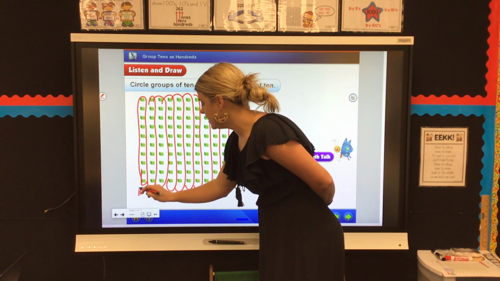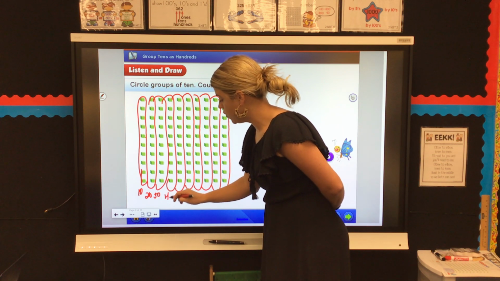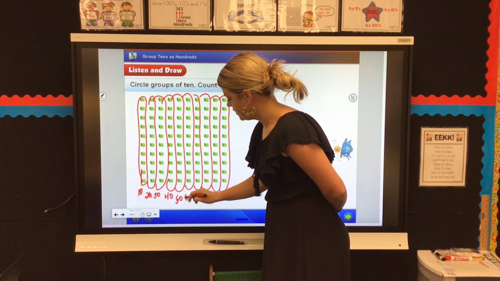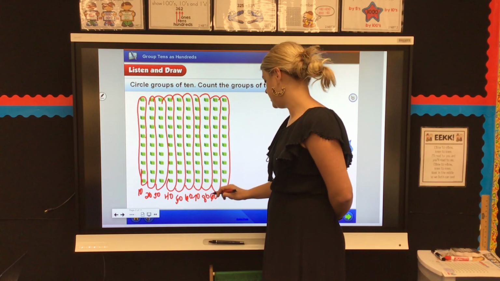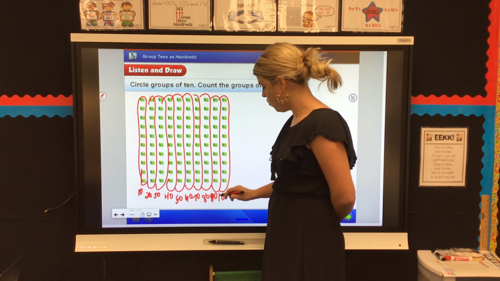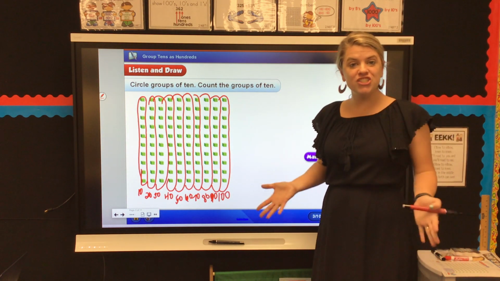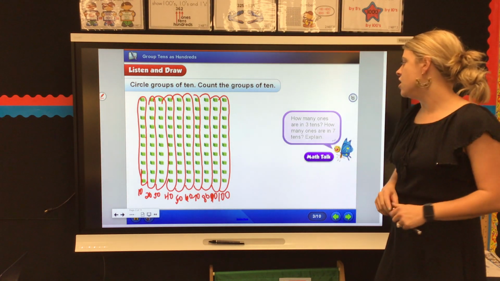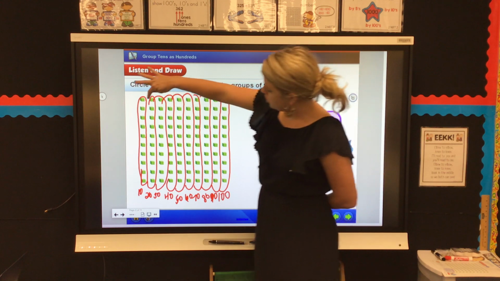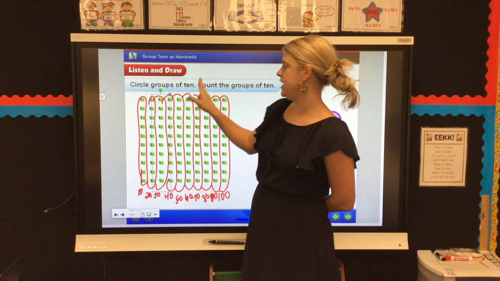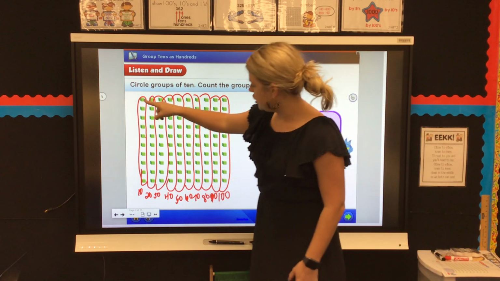Ready? 10, 20, 30, 40, 50, 60, 70, 80, 90, that looks like a 6, but it's a 9, 100. All right, 100. So let's look at our math talk. How many ones are there in 3 groups of 10? So if I only had 3 groups of 10, how many 1 cubes is that?